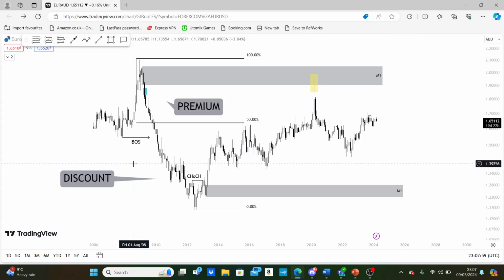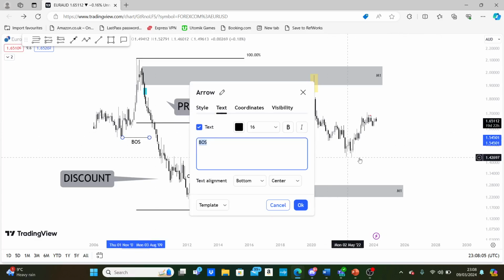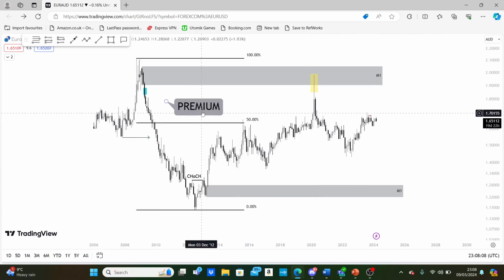So when it comes to identifying our premium and discount ranges and our structure over here, which broke structure over here, which is bearish, right? BOS, break of structure. Once we have our structure and our dealing ranges and therefore premium and discount arrays set, what do we look at next?